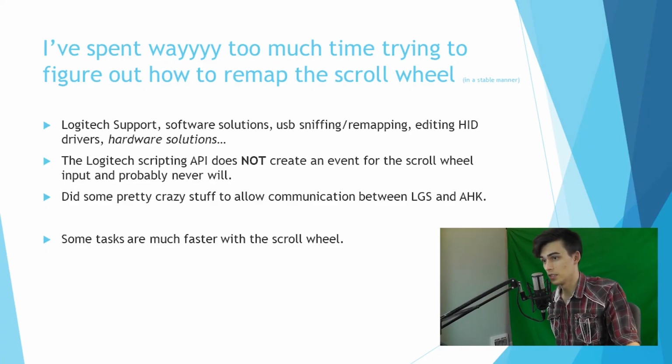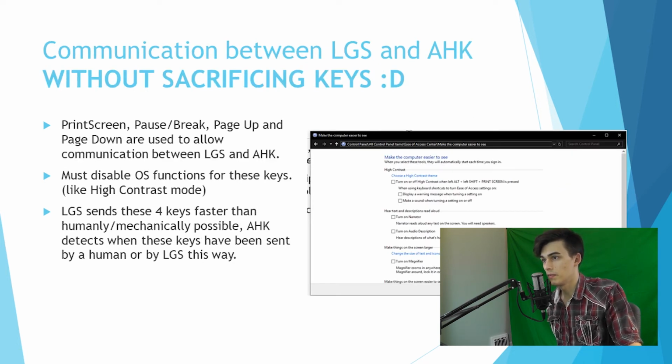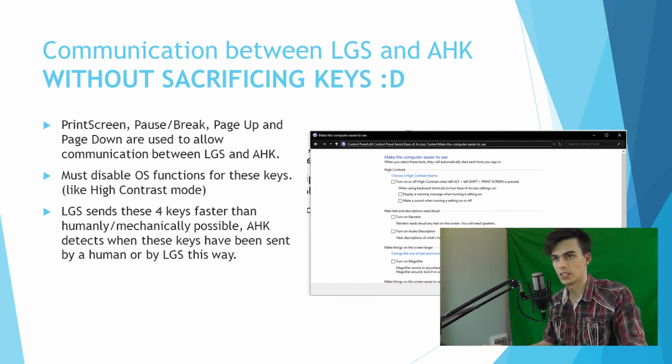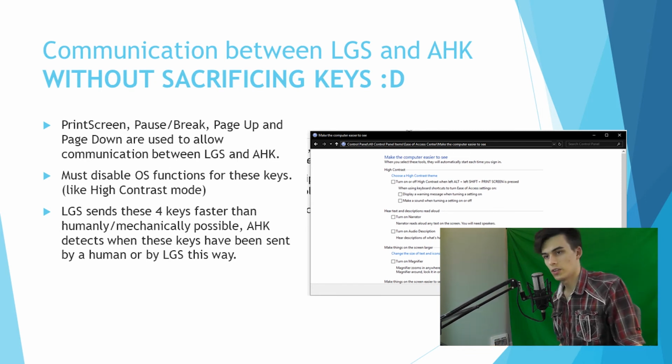All right, so yeah, I demonstrated that with the scroll wheel, there are some tasks you can do a lot faster. If you do use the script, you will have to disable system shortcuts, and you do that here in this path, and just make sure all these are off. Really just this one, because I use print screen, pause break, page up, and page down to allow the Logitech software to communicate without a hotkey.